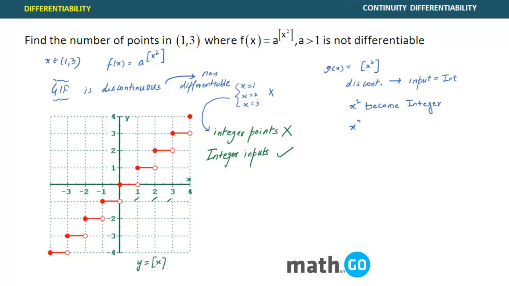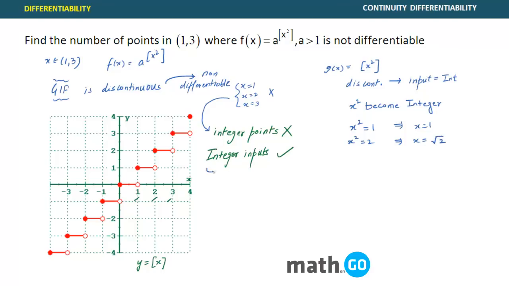So x square takes 1 at x equal to 1. So this is the first point of discontinuity, but it is not included, so we will not talk about it. Then x square can become 2. Yes, this could be done when x is equal to plus minus root 2, but still we just take plus root 2 because we are to take values between 1 and 3.